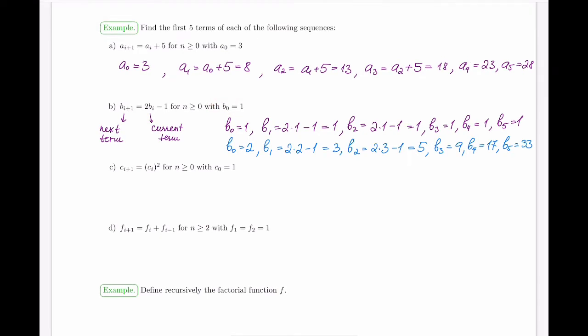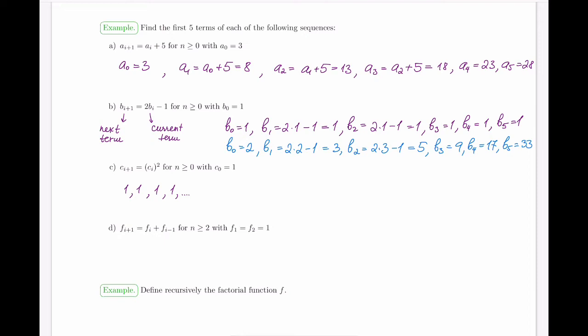Next up, we have the following rule. In order to compute the next term, we're going to take the current term and square it. We're going to start with 1. So what are we going to get? If I start with 1, for the next term I'm supposed to square it. 1 squared is still 1. For the next term, I'm going to take what I have and square it. 1 squared is still 1. Then I'm going to take this current term and square it again. 1 squared is still 1, and so on and so forth. So this sequence is once again a sequence of all ones.